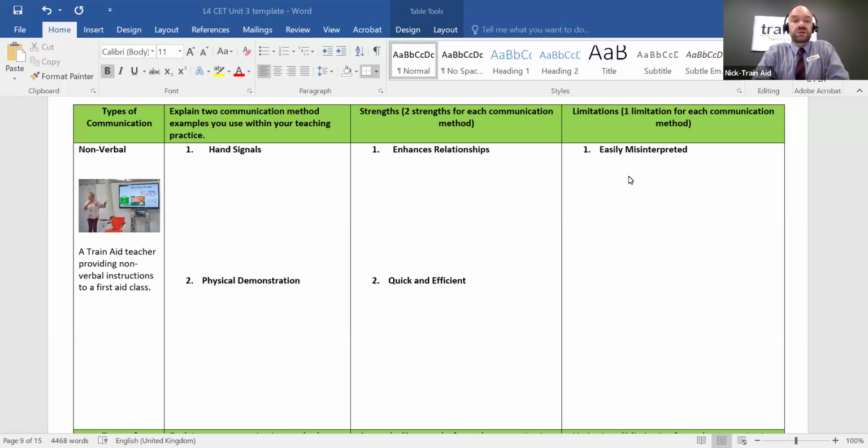So within this section, once again, I would like a paragraph on each in terms of level of detail. I'll be interested to find out which two communication method examples you go for non-verbal, the strengths of those, and also the limitation, or what you find is a potential consideration when using your non-verbal communication method.